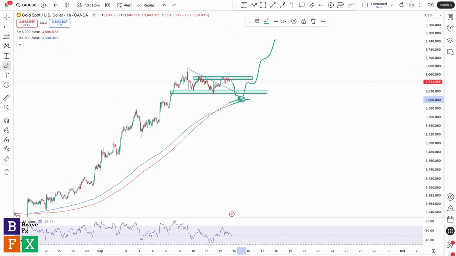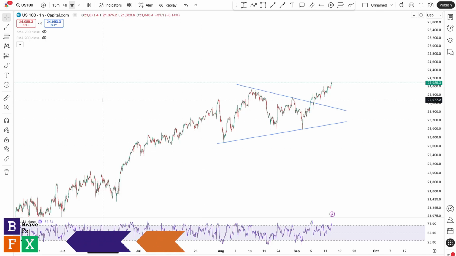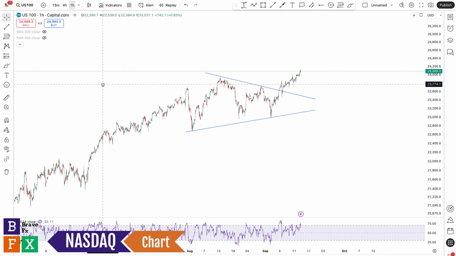Moving on, we're talking about Nasdaq. So this is a Nasdaq chart on the 1 hour time frame. Seems pretty decent.